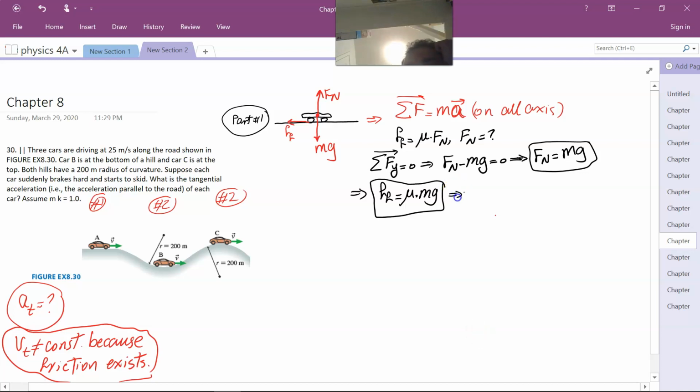So if I substitute, here mu k is 1, and the mass of the car. You don't have the mass? No, that's okay. I keep it like that. So it's just Ff is mg.